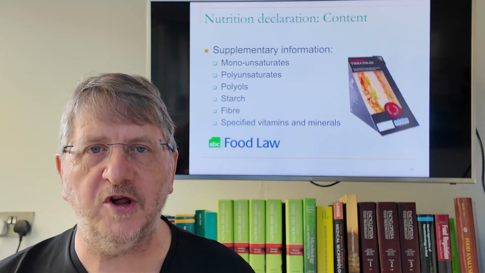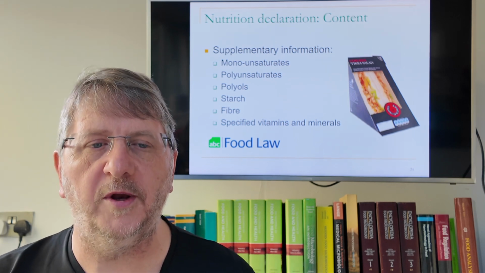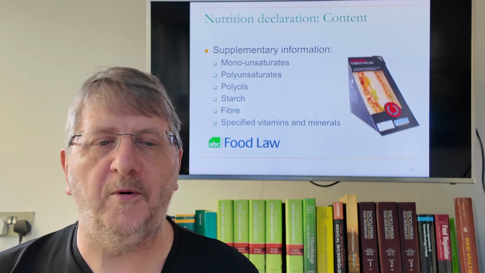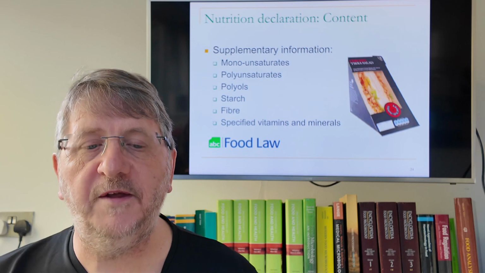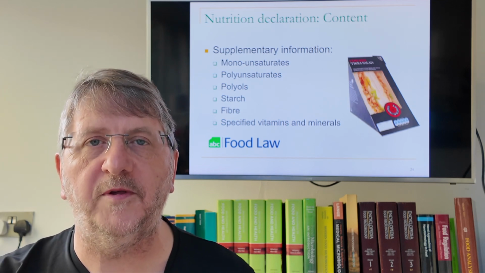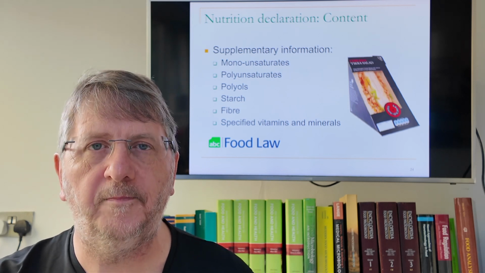But there is discretionary additional nutrition information which you can also include. That would include fats, of which monounsaturates, of which polyunsaturates. It could be fibre, starch, and if you've got any vitamins and minerals that you put in, if you name them in the food, if you're adding them in, then they would appear on the label as well.